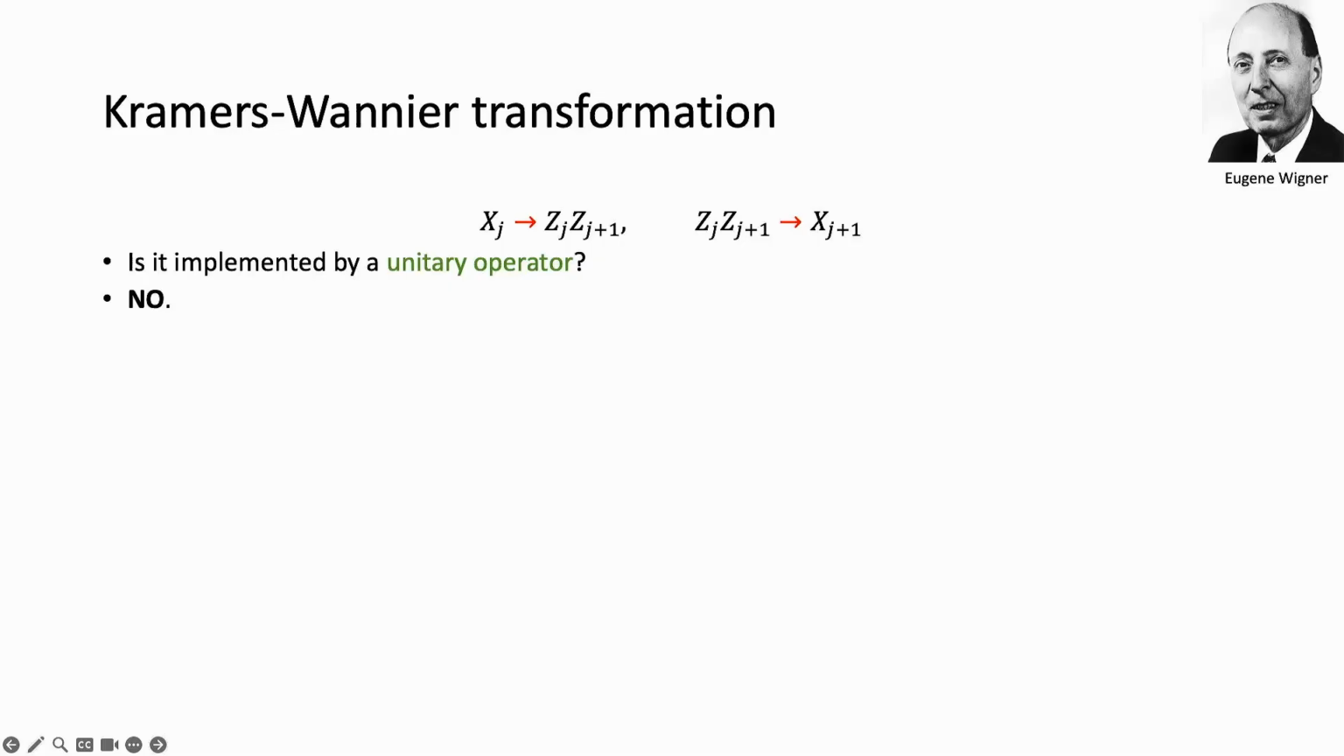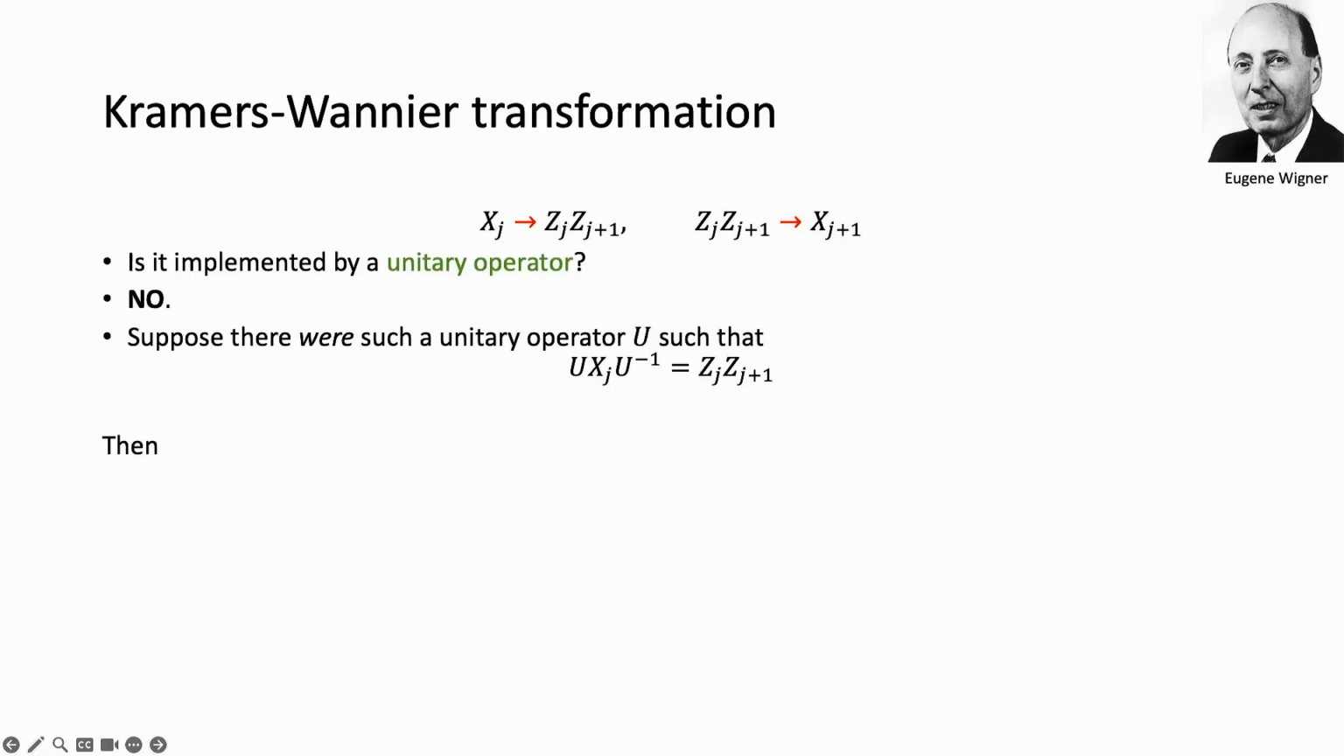All right, so let's see why this is no. We're going to prove by contradiction. Let's suppose there were such a unitary operator that implements this Kramers-Wigner transformation. I'm going to call this operator U. By Wigner's theorem, what he meant by the unitary operator implementing the symmetry transformation is that when you conjugate the operator by this U, it should give you the right-hand side of the transformation rule. The U X_j U inverse better give you Z_j Z_{j+1}.